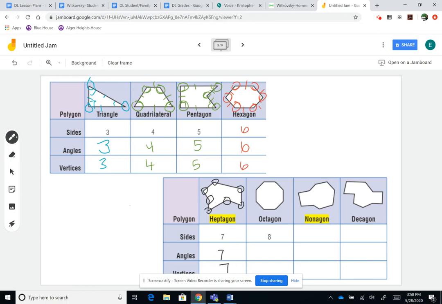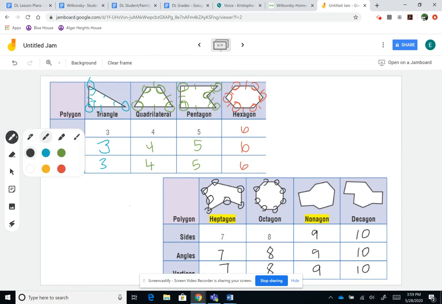How many sides does an octagon have? It has 8. How many angles does it have? It has 8. And how many vertices does it have? 1, 2, 3, 4, 5, 6, 7, 8. How many sides does a nonagon have? It has 9. How many angles? You guessed it, 9. And how many vertices? You guessed it, 9. And a decagon has how many sides? 10. How many angles? 10. And how many vertices? 10.